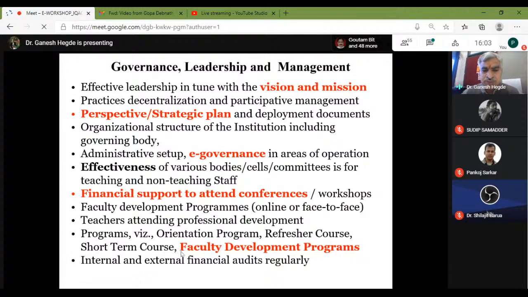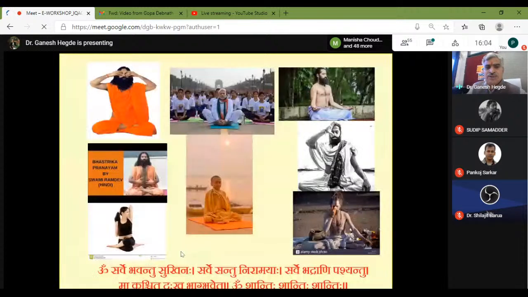E-governance, effective functioning of various bodies and cells, committees, and non-teaching staff, financial support for attending conferences for the faculty members, and online or face-to-face orientation programs, refresher courses, faculty development programs, internal and external financial audits.